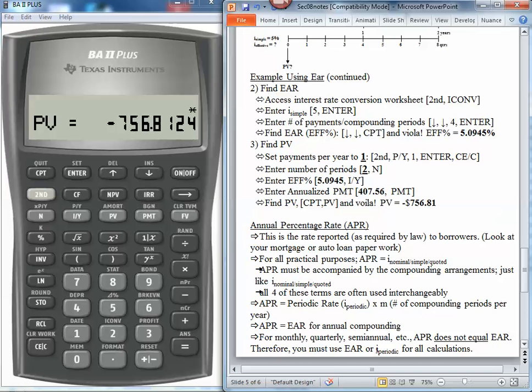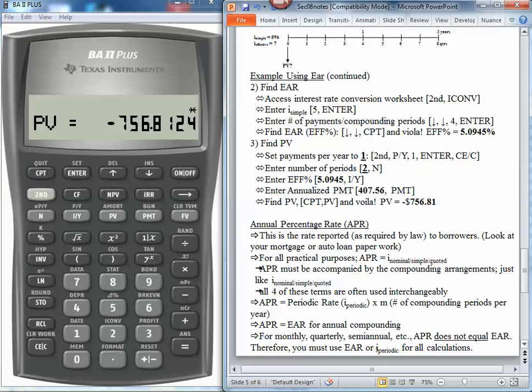So let's talk a little bit more about what this APR, or annual percentage rate, is. This is the rate reported, or required by law to be reported, by borrowers. If you look at your mortgage or auto loan paperwork, you'll see the annual percentage rate. Even if you were to get a lease on an automobile, you'll notice in the fine print, even on a 30-second commercial, that it will say something like "based on an annual percentage rate of X." The annual percentage rate must be accompanied by a compounding arrangement, just like the simple rate is.